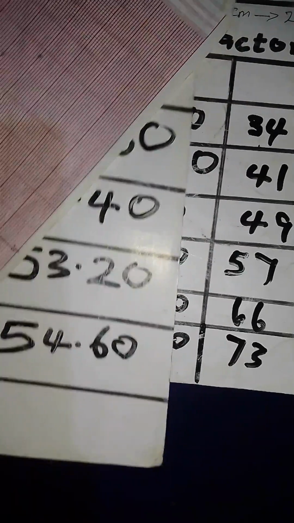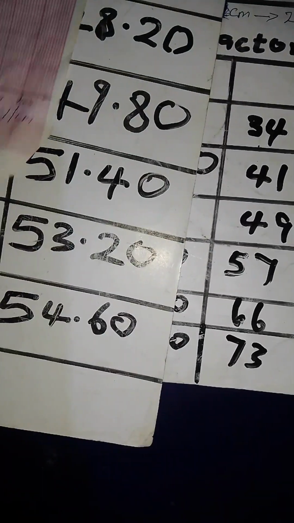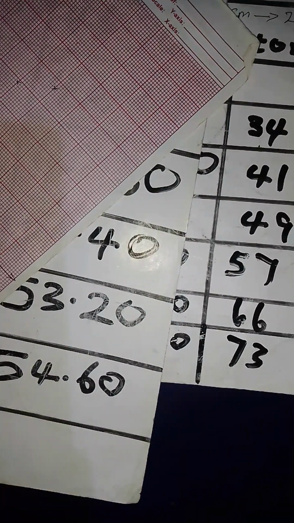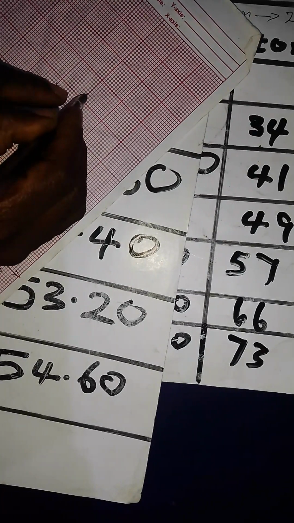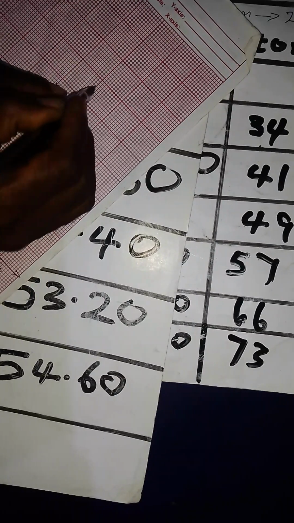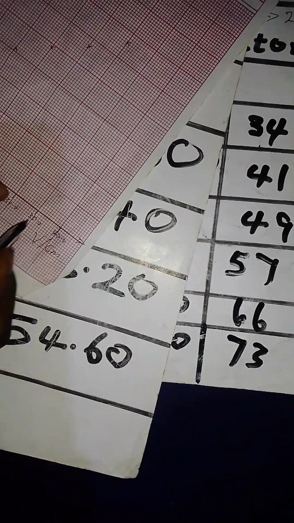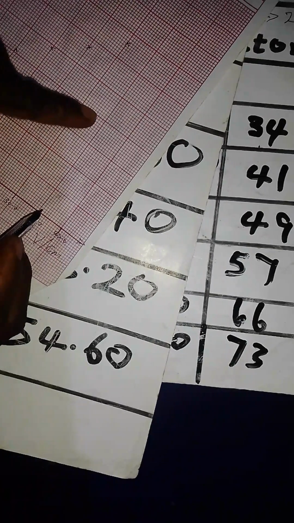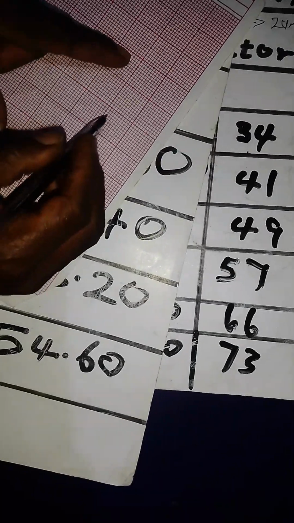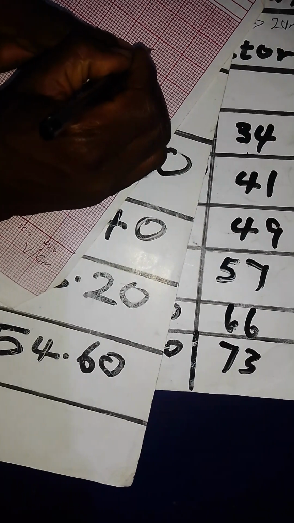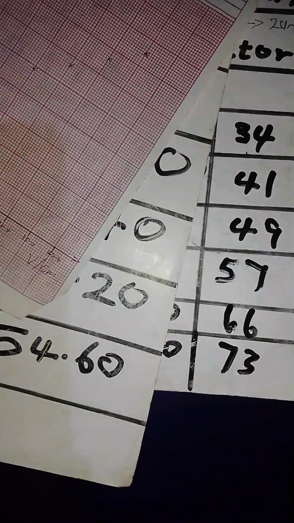Then for 30 it is 66: 10, 20, 30, 40, 50, 60, then 1, 2, 3, 4, 5, 6. So 66 is here. Then for the last one, 73 for 35: 10, 20, 30, 40, 50, 60, 70, then 1, 2, 3. So this is what we've gotten.